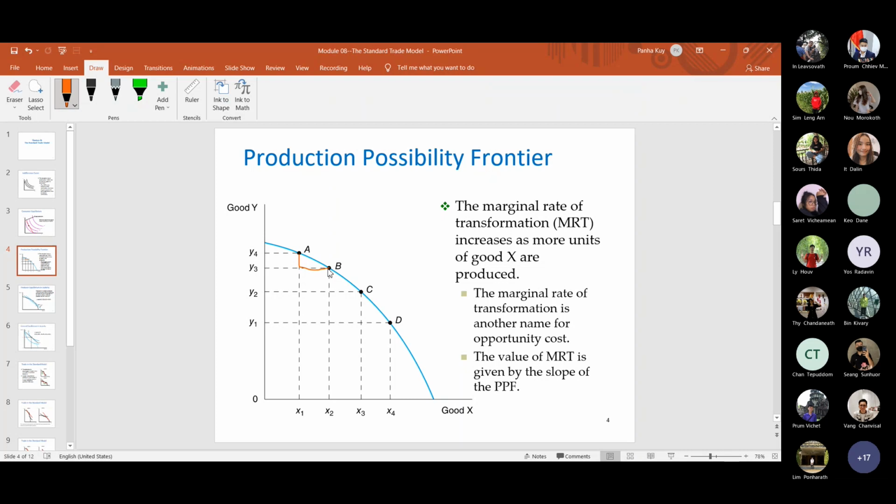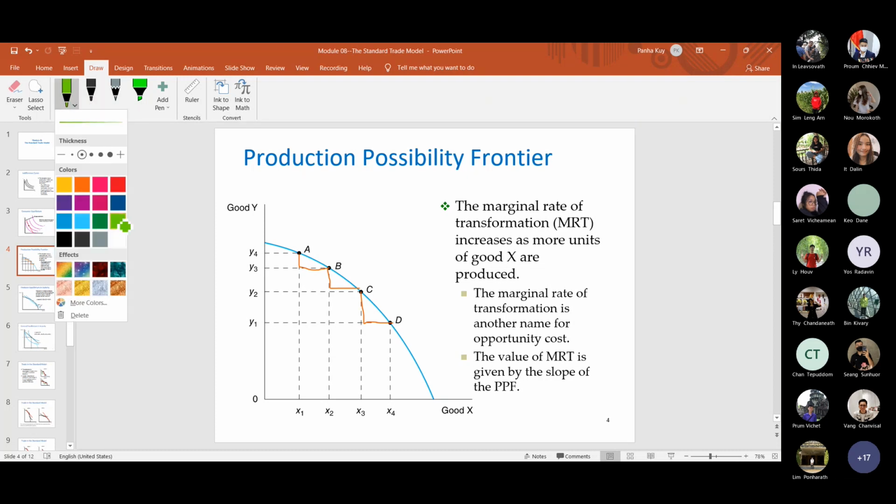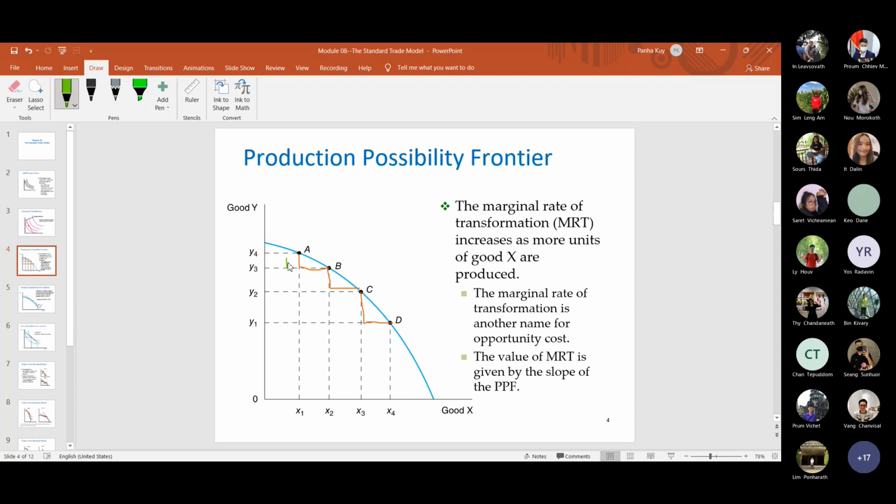That is from this to this. That is from this to this. And this one from this to this. You see that? The difference here is this. This one you give up just this amount, but for the second one you give up a little bit higher, and the third one a little bit higher. And if you move another unit here, you will give up a little bit higher of good Y. So that is called the marginal rate of transformation.